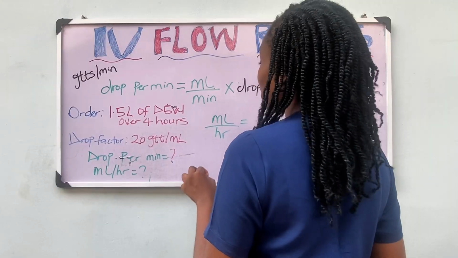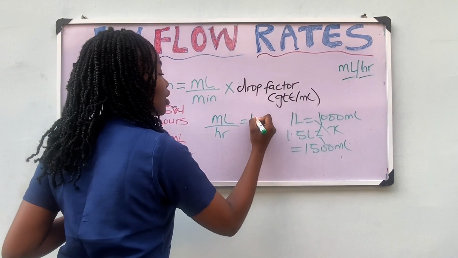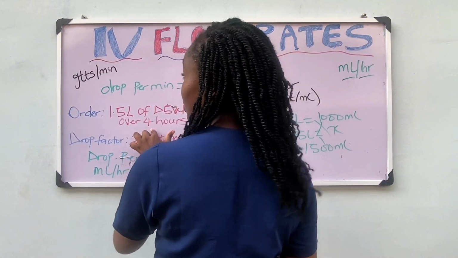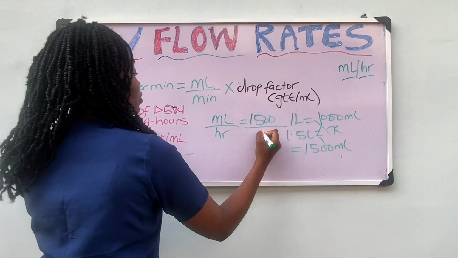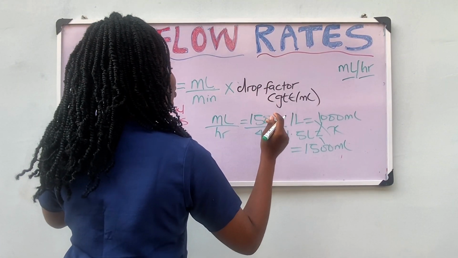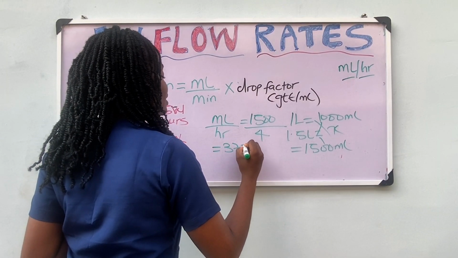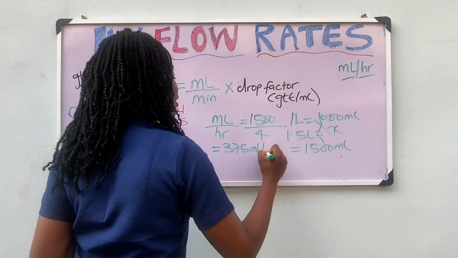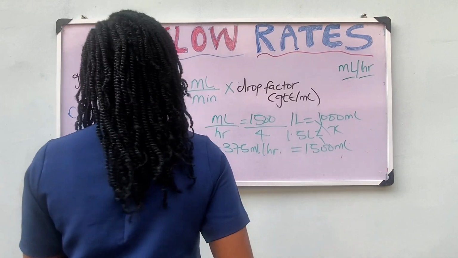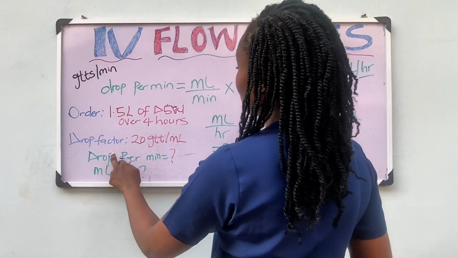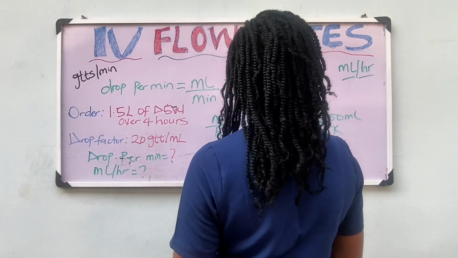To use that to solve for a milliliter per hour, we're going to have 1500 divided by how many hours are we working with? We are working with 4 hours. So 1500 divided by 4 is going to give us 375 milliliter per hour. Okay, so now that we've been able to solve for our milliliter per hour, it's very important for us to solve for our drop per minute question.